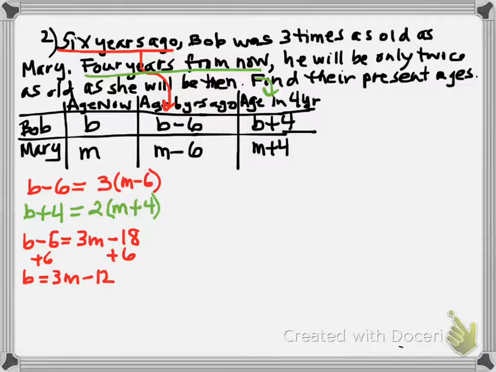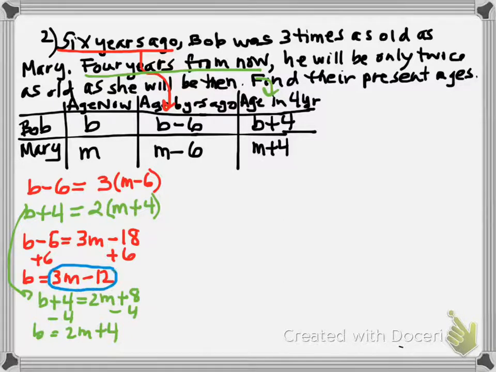Okay? Now, I'm going to also take the second equation, and I'm going to simplify it. b plus 4 equals 2m plus 8. I'm going to subtract 4 from both sides, and I get b equals 2m plus 4. And then I'm going to use substitution. It doesn't matter which direction I go, because both equations are solved for b. So I'm going to take one expression that represents b and substitute it into the other equation for b.